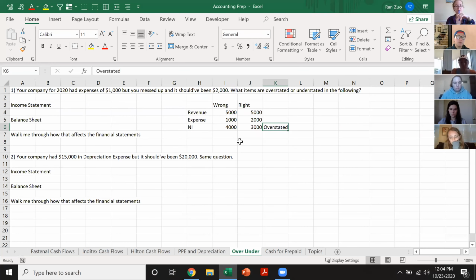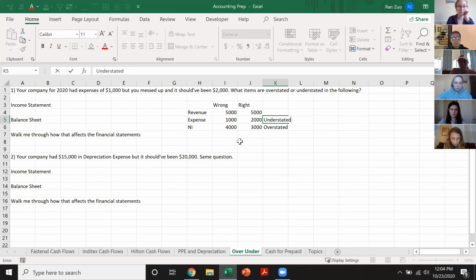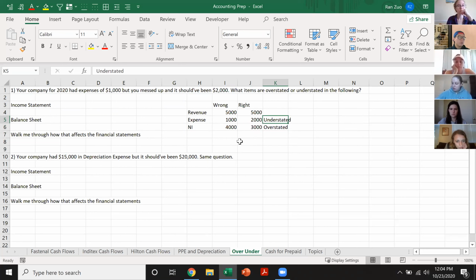What else was overstated or understated? What changed here? What else changed? Your expense would be understated, right? Your expenses were understated. Does that make sense? Questions on that? Okay, now let's move on to the balance sheet.